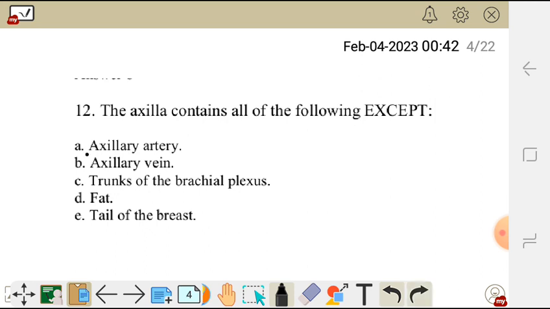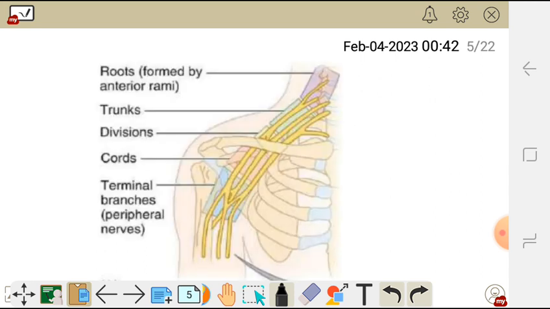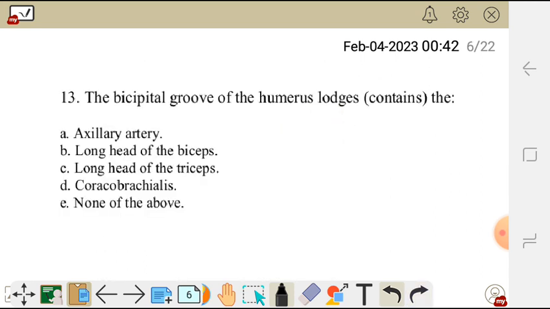So in the axilla you will find the axillary artery, the axillary vein, even fat is there, and the tail of the breast, but not the trunks of the brachial plexus. So except C. The correct answer for question 12 is C. We move on to question 13.